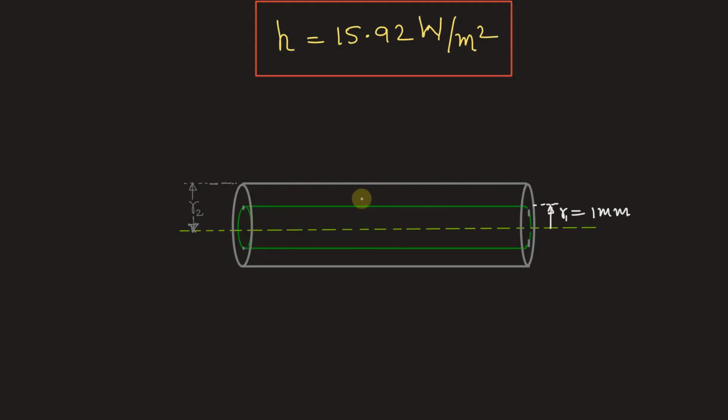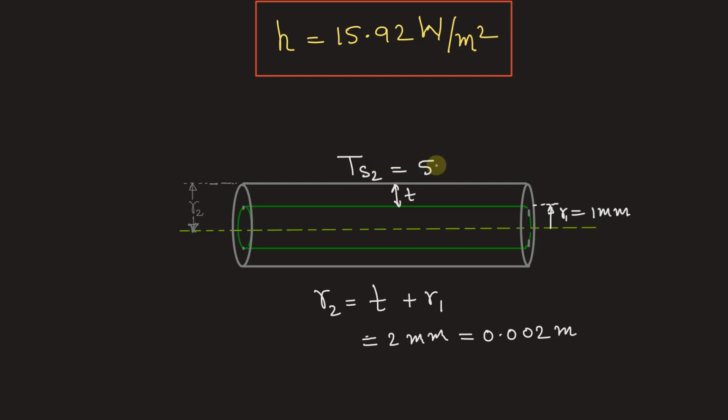Now in the second case, it is said that the PVC coating of 1 mm is applied. So that means this thickness is 1 mm. Let's say the total radius is R2. So R2 will be equal to thickness T of PVC plus R1. So this will be 2 mm, and that is equal to 0.002 meter. Now after applying the PVC, the surface temperature reduces to 55 degrees Celsius. So let's say TS2 is equal to 55 degrees Celsius. Also let the thermal conductivity of this PVC coating be K.